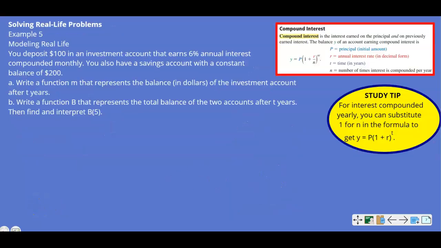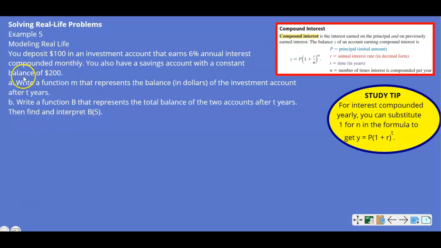Example 5, modeling real life. You deposit $100 in an investment account that earns 6% annual interest compounded monthly. You also have a savings account with a constant balance of $200. Write a function m that represents the balance in dollars of the investment account after t years. Write a function b that represents the total balance of the two accounts after t years. Then find and interpret b of 5.